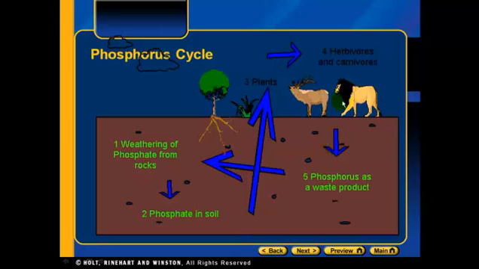Okay, so here's a diagram. You have herbivores and carnivores giving off phosphorus as a waste product. You have the weathering of phosphate from rocks, getting phosphate into the soil, and then plants absorb that, and then we eat the plants, and that's how we get the phosphorus back.